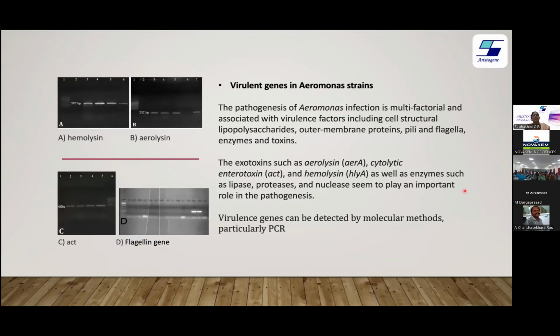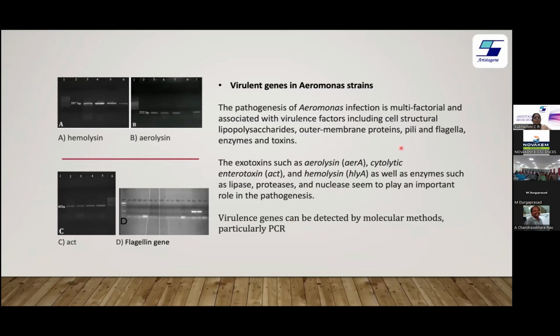It is also necessary for us to understand whether the strains we are handling are virulent or not. Aeromonas has multiple virulence factors, and many Aeromonas harbor a lot of virulence genes. For example, cell structural lipopolysaccharide, outer membrane protein, flagella, enzymes, and toxins. There are a lot of exotoxins which are very important for the pathogenicity of Aeromonas, for example aerolysin, hemolysin, cytolytic enterotoxin, and enzymes such as lipase, protease, nuclease. These are all very important for the pathogenesis of Aeromonas. Some Aeromonas are very toxic and cause all the symptoms very fast, which could be because they harbor all these virulence genes.